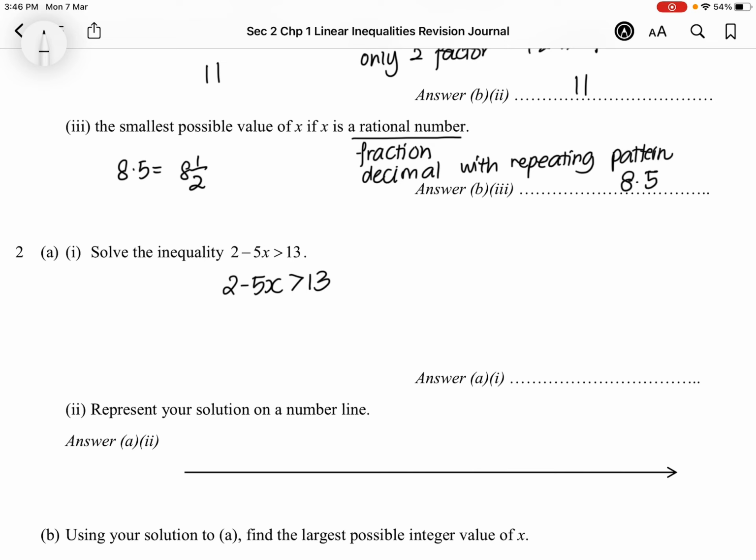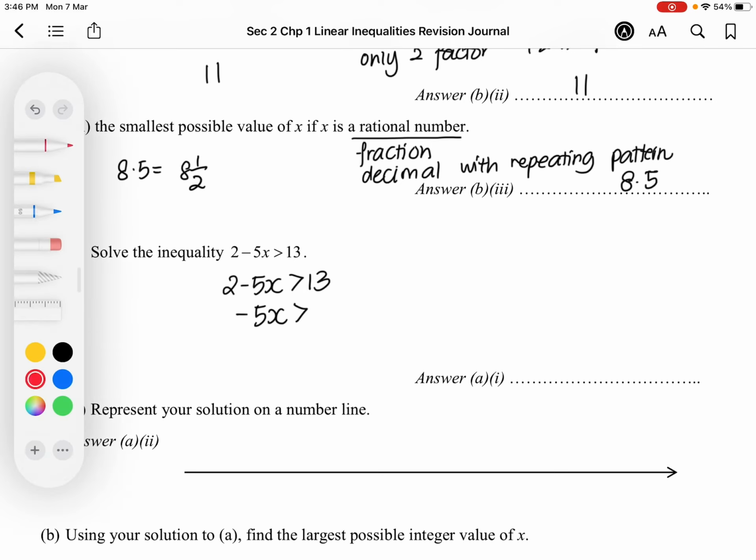I'm going to keep my x on the left hand side. X is the subject as I solve it, and I'm going to shift the numbers over to the other side. So this is positive 2, added plus 2, right? So I shift it over, I need to subtract 2, so I get 13 minus 2. 13 minus 2 gives me 11, negative 5x greater than 11. Now how do we get rid of negative 5? I only want x. Well, we divide by negative 5.